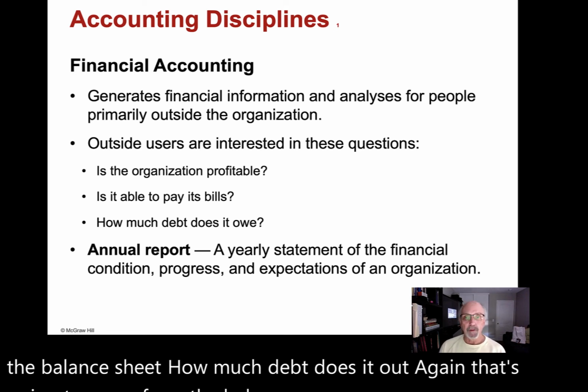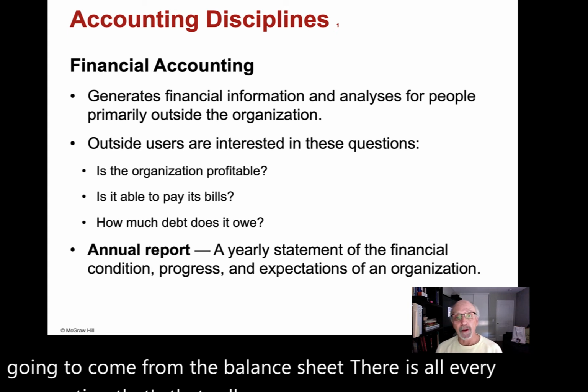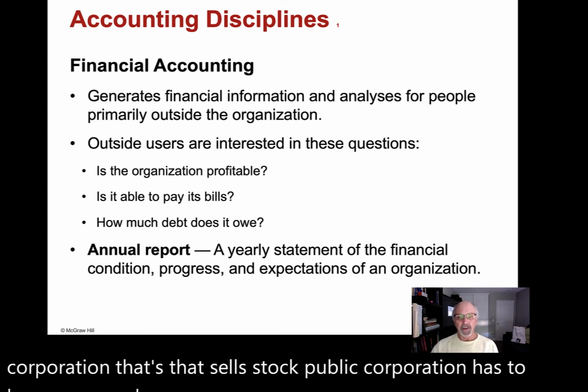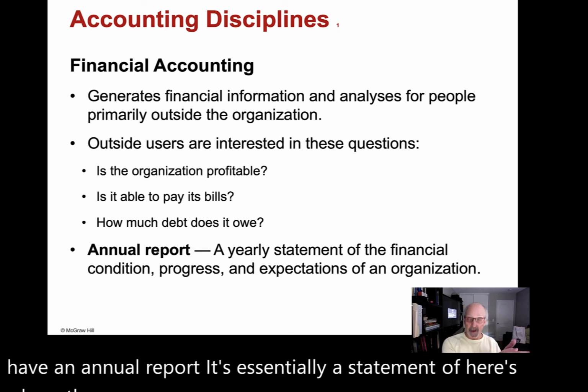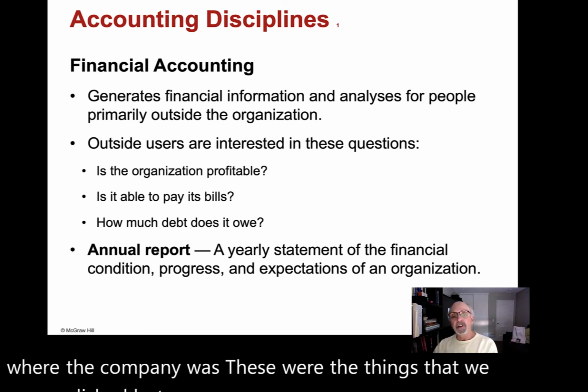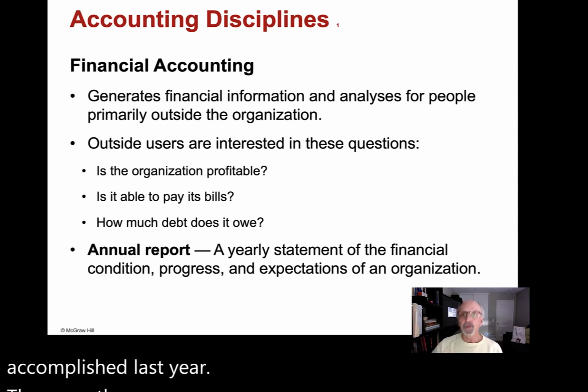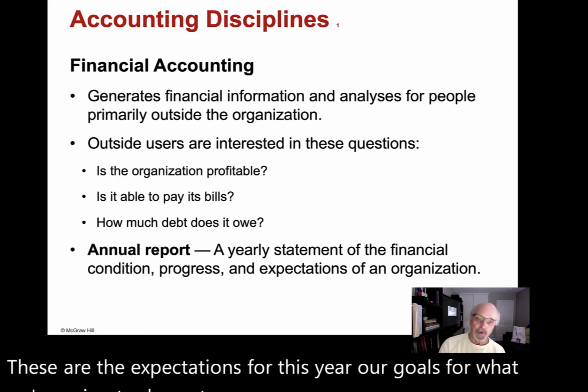Every corporation that sells stock, a public corporation, has to have an annual report. It's essentially a statement of here's where the company was. These were the things that we accomplished last year. These are the expectations for this year, our goals for what we're going to do next year. And it includes the financial statements as well.